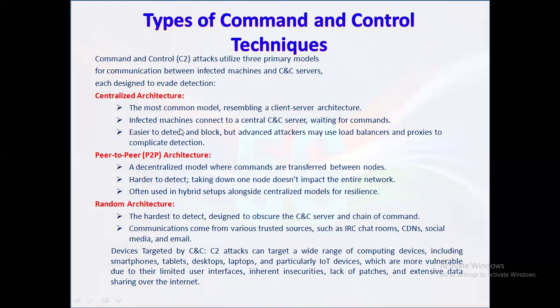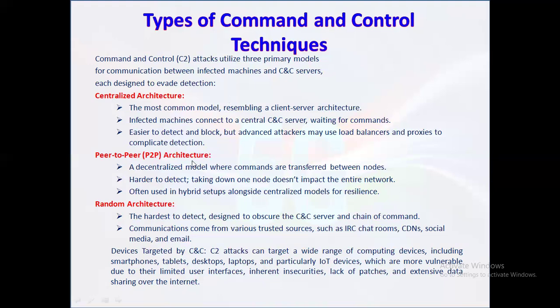The first model is the centralized architecture, which resembles a traditional client-server system where infected devices, once compromised, connect to a central CNC server to receive commands from the attacker. While this model is the most common and relatively easier to detect since commands originate from a single source, cybercriminals can complicate detection by utilizing load balancers, redirectors, and proxies to obscure their activities.